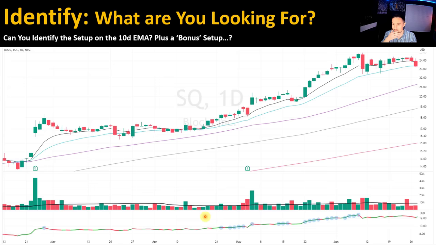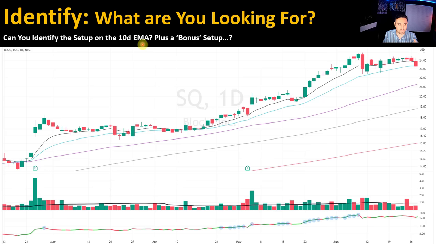Another one. Can you identify the setup on the 10-day? So I use the EMA, so 10-day EMA. My understanding is Qullamaggie now uses the 10 EMA instead of the 10-day simple moving average. So can you find the setup on the 10-day EMA plus a bonus setup?